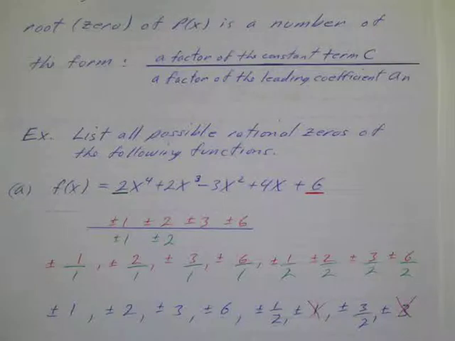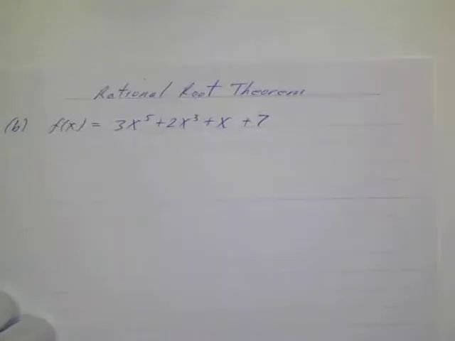So here's some more examples of applying the rational root theorem. Remember, this example is to list all possible rational zeros of the following functions. So that was my A function. Let's look at another function. So this is example B.